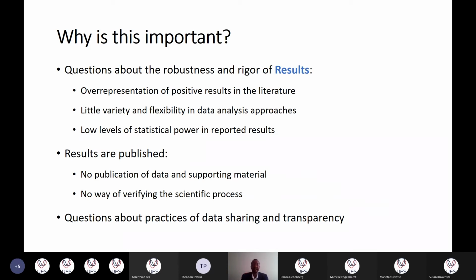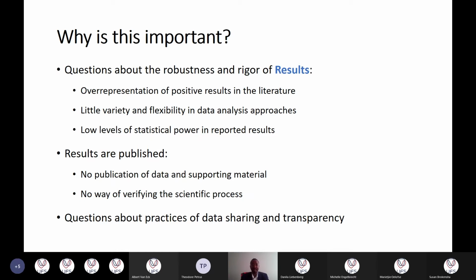So let's talk about why this is important. All right. Well, it's about really the questions about the robustness and the rigor of our results. You know, we find more and more the overrepresentation of positive results in the literature, notwithstanding that the general editors tend to be more biased towards this. Nevertheless, there's also little variety and flexibility as far as data analysis approaches are concerned, and there is low levels of statistical power in the reported results. So when you find such problems with published data, a critical question needs to be about how data were managed, right?